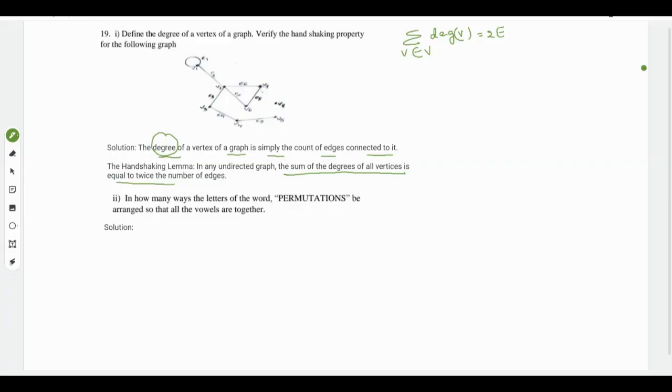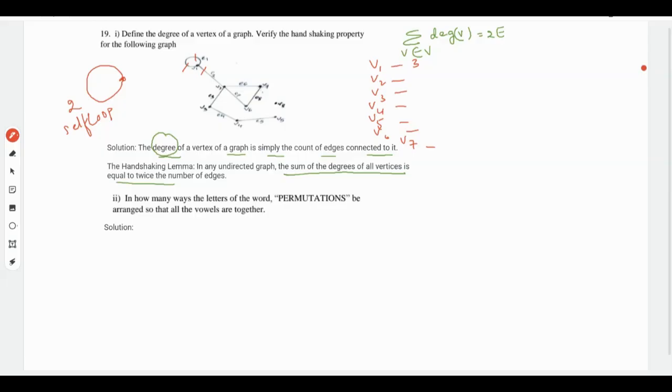So here we have to find the summation of the degrees. Let us start. How many vertices do we have? We have V1, V2, V3, V4, V5, V6 and V7. So here we will find the degrees for the given vertices. I'll take the first vertex. Here I have 1, and a self loop will be counted as 2. So it will be 2 plus 1, the first one is 3.